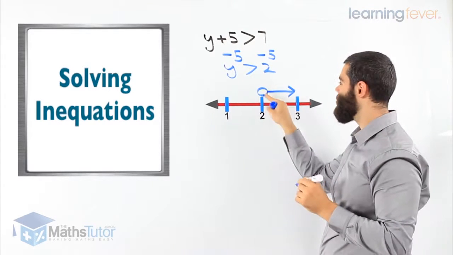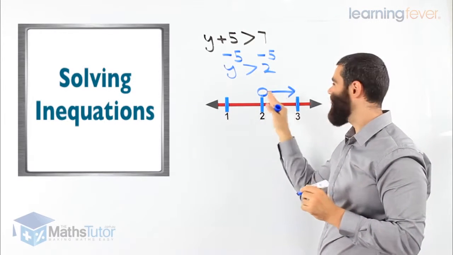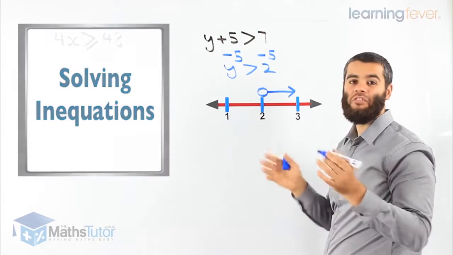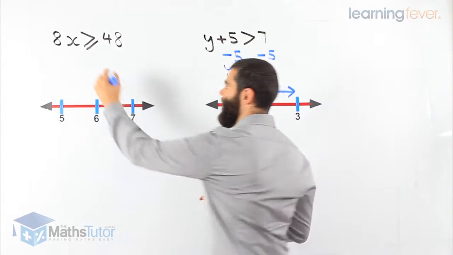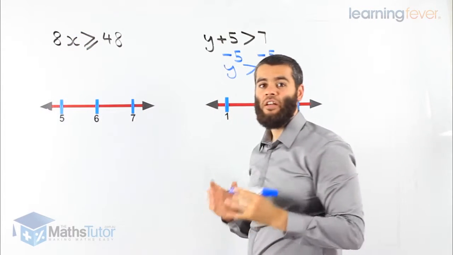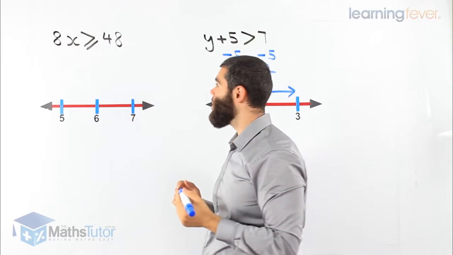Very easy. We draw the hollow circle to show that it's not 2, it doesn't equal 2, but it's greater than 2. The arrow shows that it's greater. Let's do another one. 8x is greater than or equal to 48. So what do we do here?